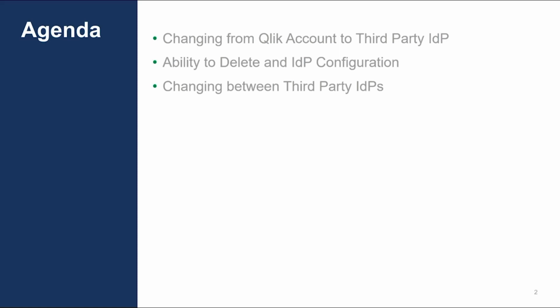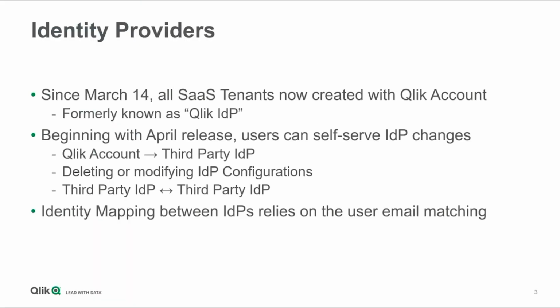Remember that since the March 2020 monthly release, all new SaaS tenants, including ClickSense Enterprise tenants, use ClickAccount as the default authentication method. When switching IDPs, users who were part of the tenant using the original IDP can be mapped to their corresponding user identity in the new IDP, as long as the email addresses match.